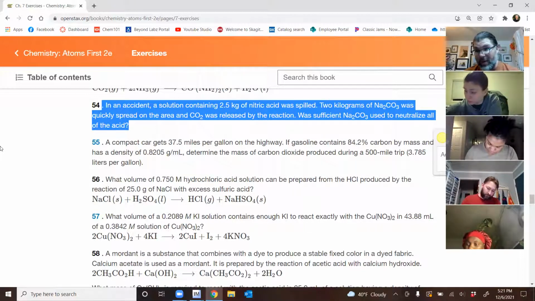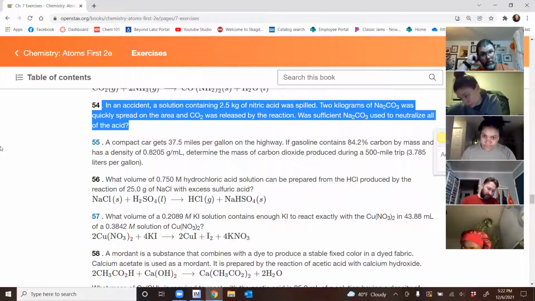Love this because we get to do a limiting reactant problem, which is great. And we get practice thinking about how acid-base reactions work and what their products look like. It even gives us a little bit of a clue here as to what's going to happen.